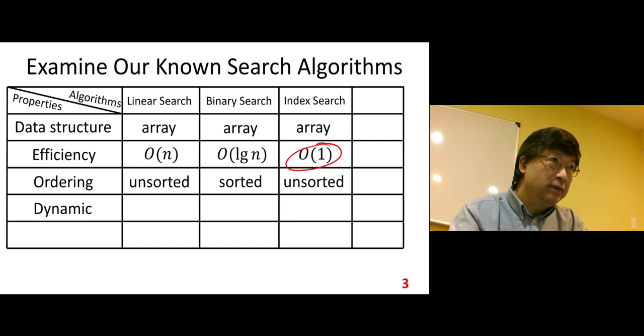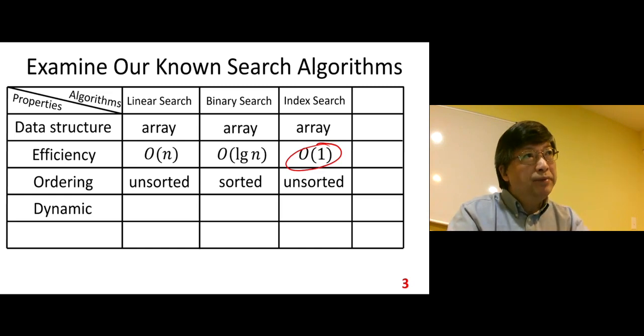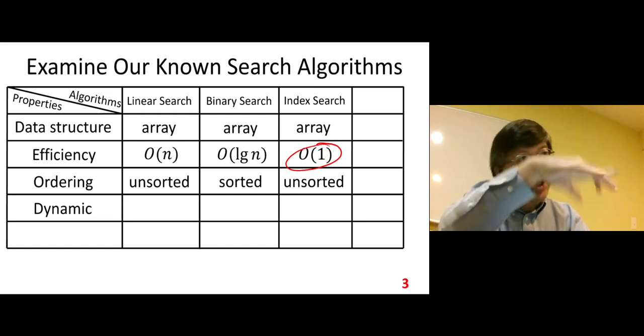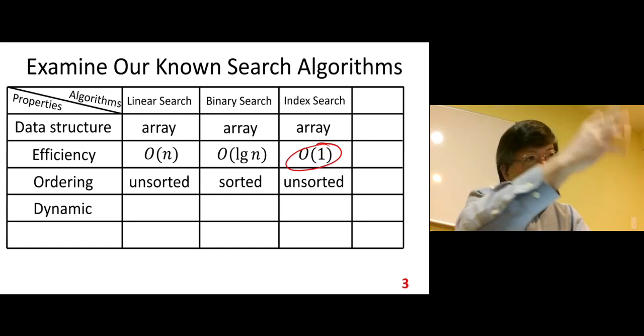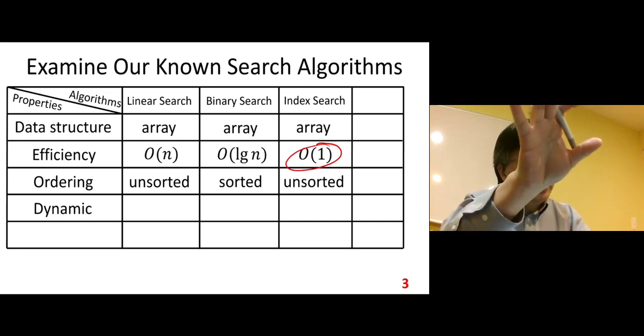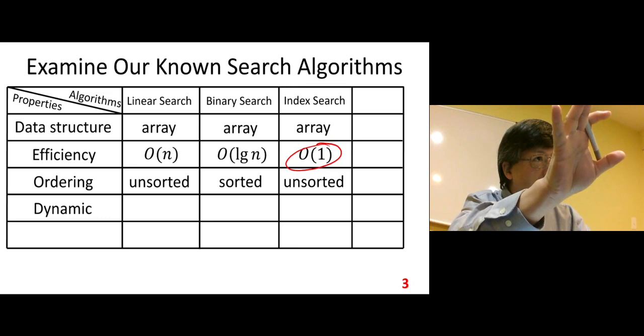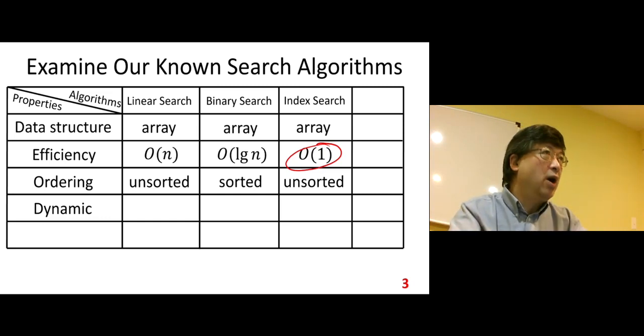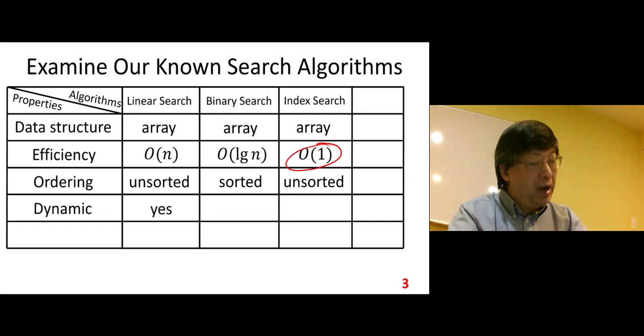Dynamic data: when data items keep coming in, how much is the cost of putting them into your data structure while satisfying its requirements? That's why we need to consider that factor, the dynamic data handling and maintenance cost. For linear search, yes, it can handle dynamic data, right?